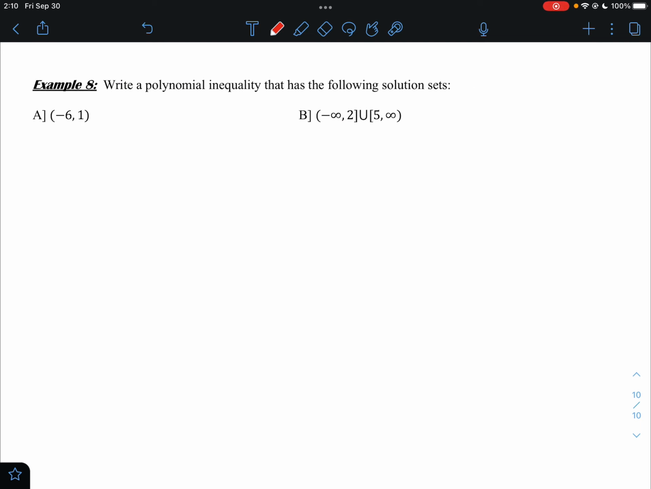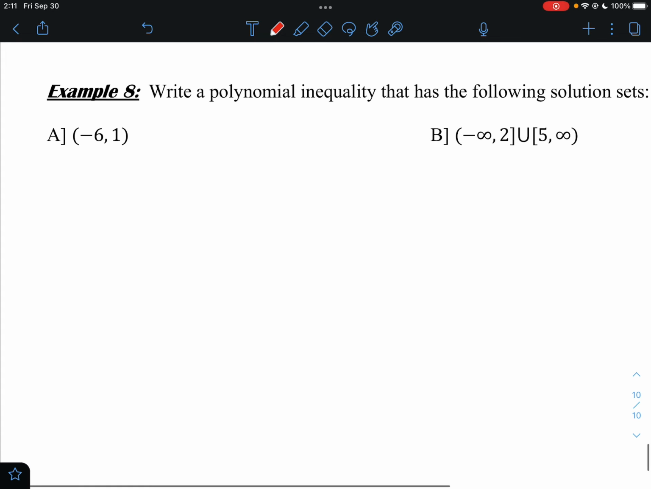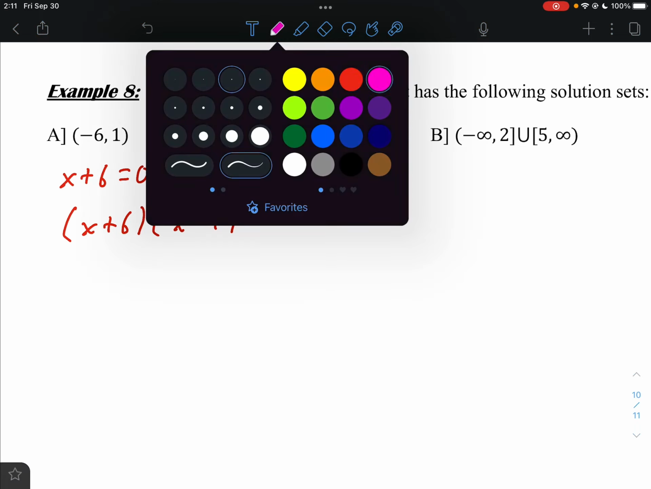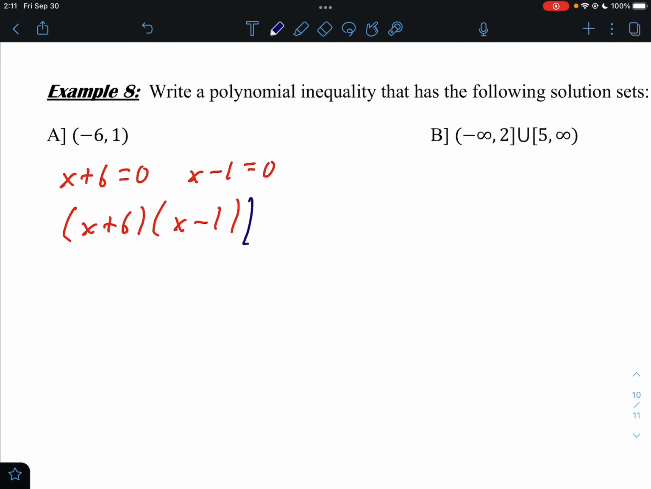Okay, on this last slide, we are going to go backwards. I'm going to give you the answer, and I want you to give me the original inequality. So the first one says -6 to 1. All right, so that means we got our critical points from these two equations, which means our inequality must be x plus 6 times x minus 1, something 0.